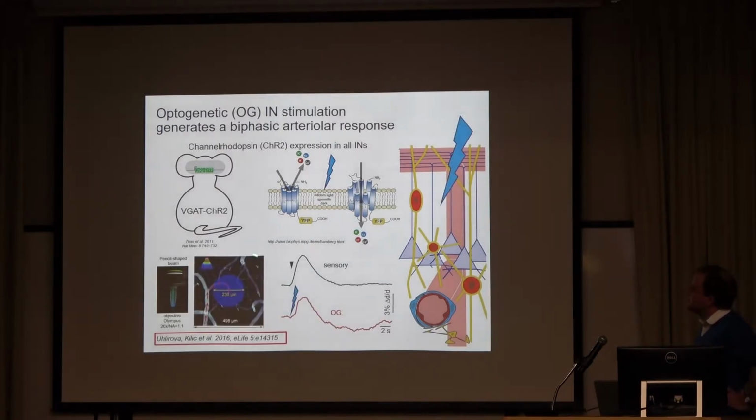And this is how it's done. So we have a laser light coming through the objective. It illuminates an area of about 230 micrometers in diameter. And when we look at the vascular response to this optogenetic stimulus, which lasts about 200 milliseconds, we see that the response profile in its general shape is very much similar to the sensory response.